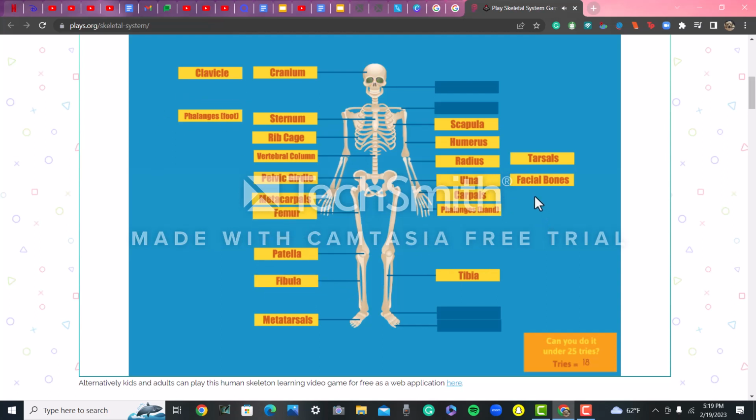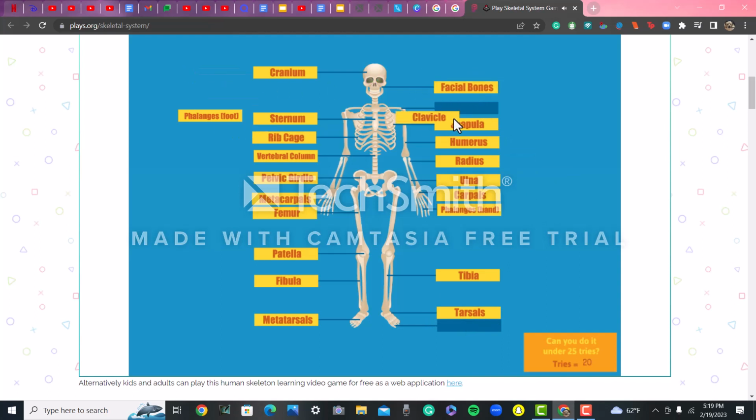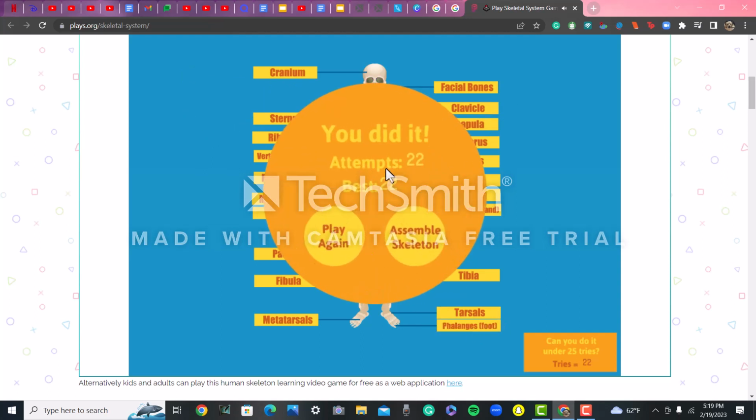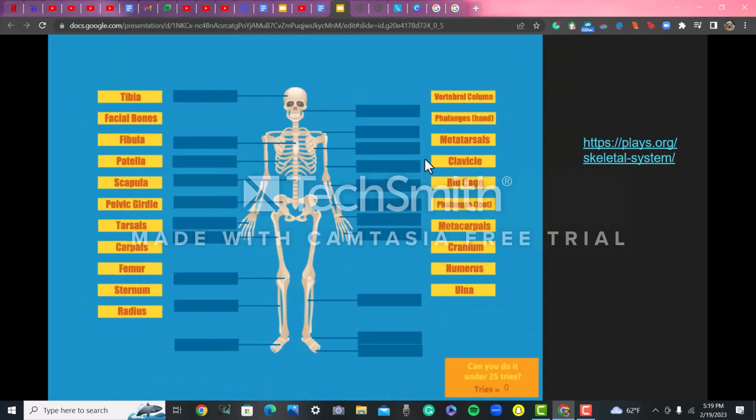The fibula is kind of weaker, I guess you could say. Tarsals are also right here. Facial bones. The clavicle right here. Phalanges, foot, obviously. Yay, 22. Okay, that's it. Sorry, that took a while. Anyway, let's keep going.